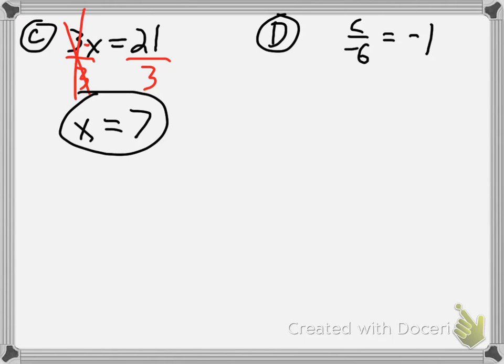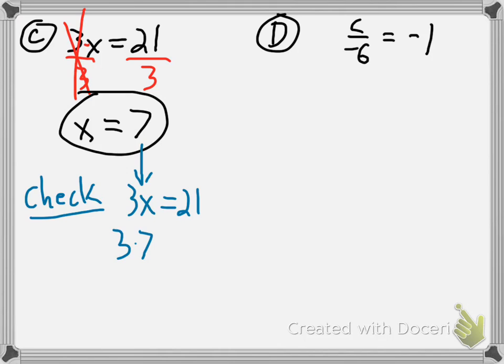Now I want to go through and do my check. Okay, I'm going to plug it in. 3x is equal to 21. For x, I want to plug in 7. So 3 times 7 should equal 21. 3 times 7 is 21. Does 21 equal 21? Yep. So I know that that must be good. Again, right now we should be going through the checks to make sure we're doing this right.